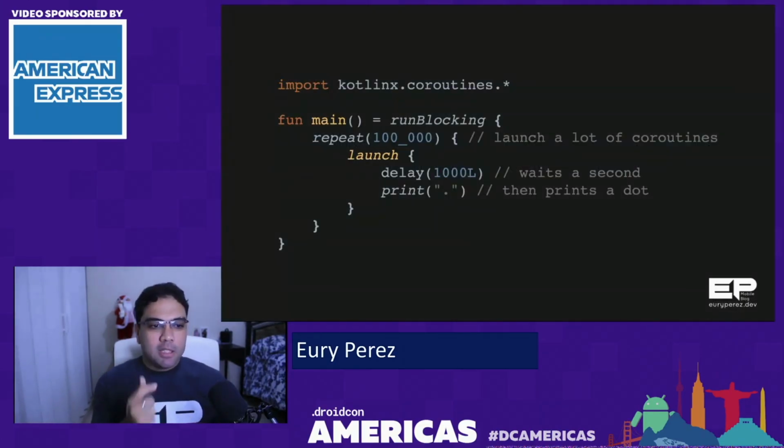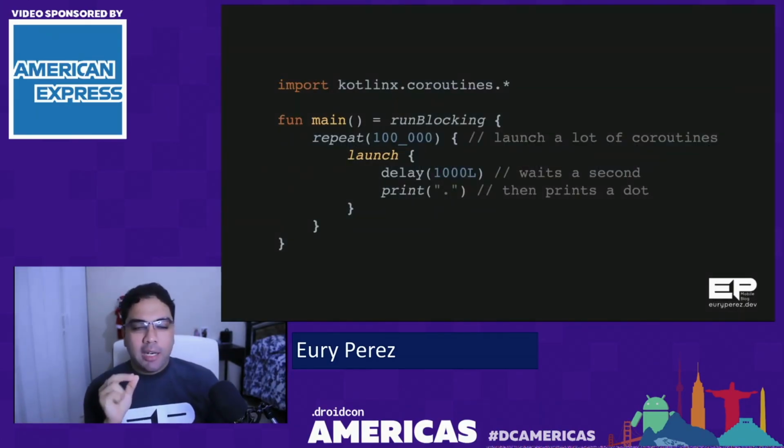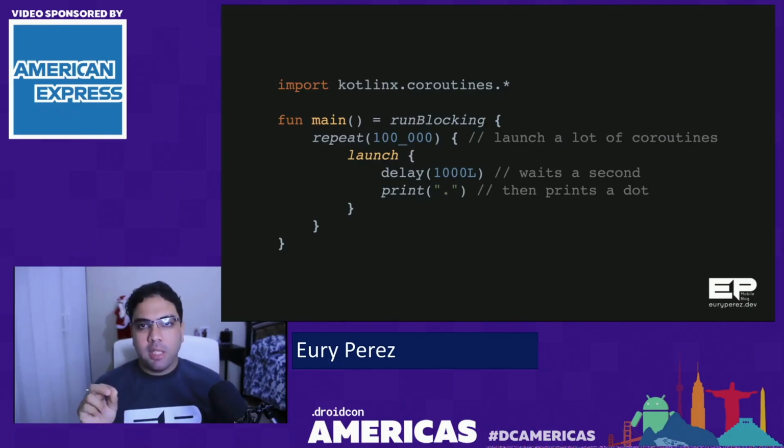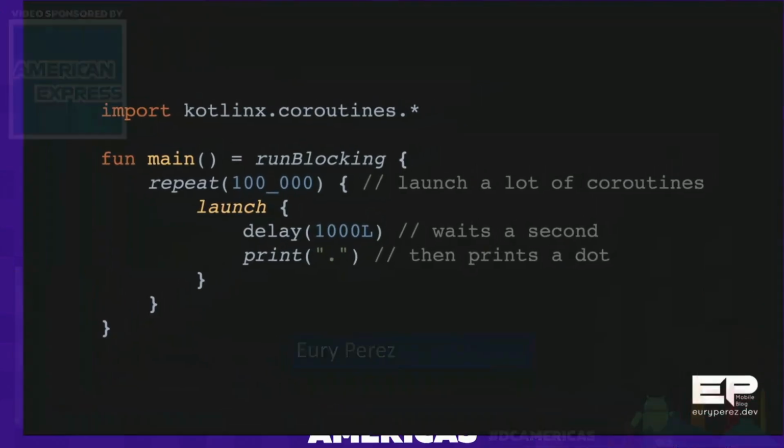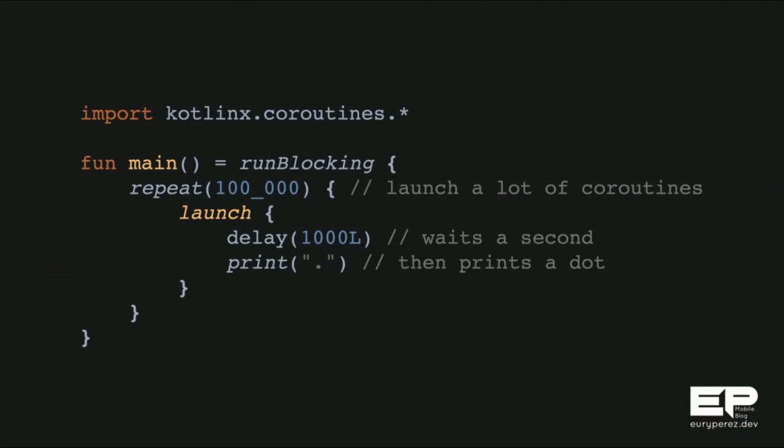Let's see. In this example, we are launching a coroutine. We'll see every single part of this in detail later. We are launching a new coroutine with the runBlocking coroutine builder. This coroutine builder will block the UI thread. In this case, we are repeating 100,000 times, launching with the launch coroutine builder. We are launching 100,000 coroutines, and we are using the delay function to delay the print by 1 second every time.